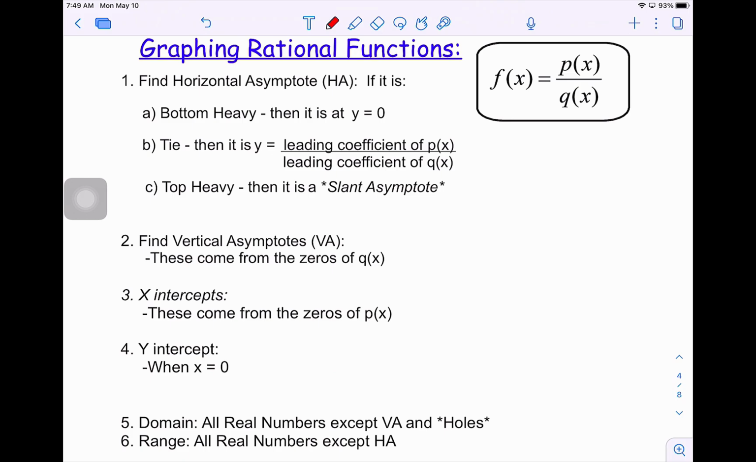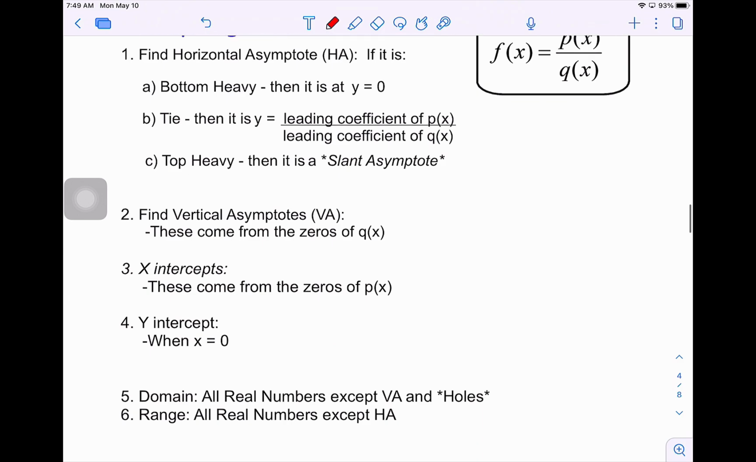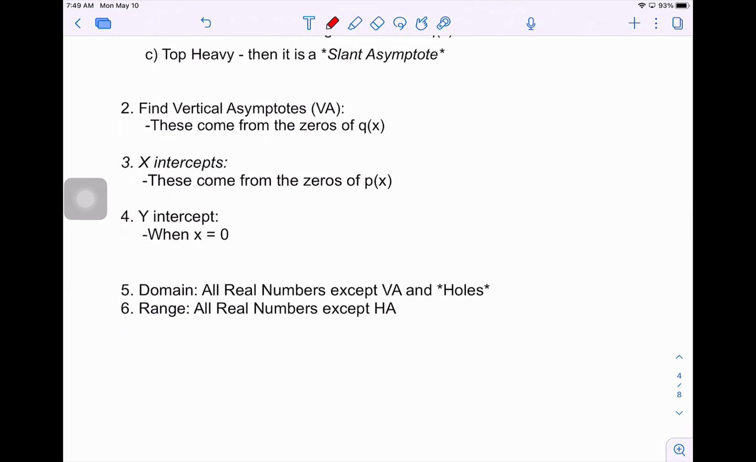Either y equals 0 or y equals the fraction of the coefficients. So that's number 1. The vertical asymptotes. Okay, how do I know where the vertical asymptotes are located? Those come from where, remember, we can't have a denominator equal to 0. So we figure out, where does the denominator equal 0? And that's where your vertical asymptotes are. Those are the values you cannot have.